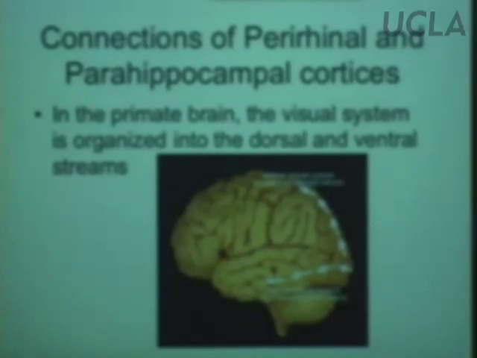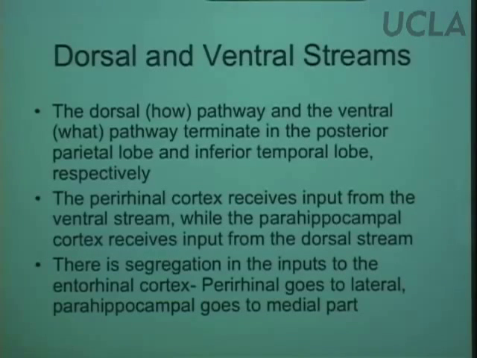Okay, so there are these two major pathways in the brain. They've been studied extensively in primates who are very visual, and so these are major projections. In the dorsal and ventral streams, they've been divided into having two different roles in telling us about the world.